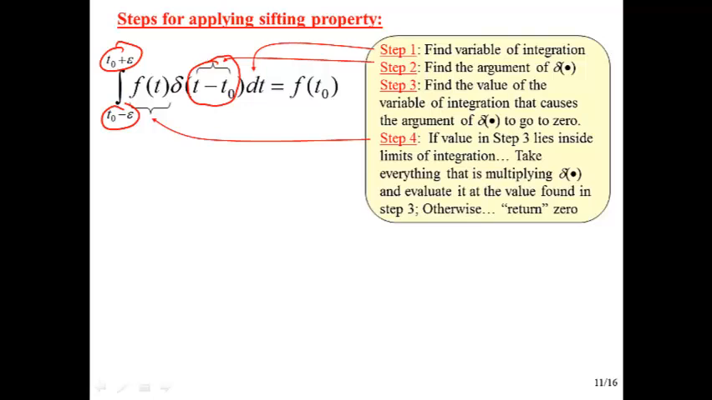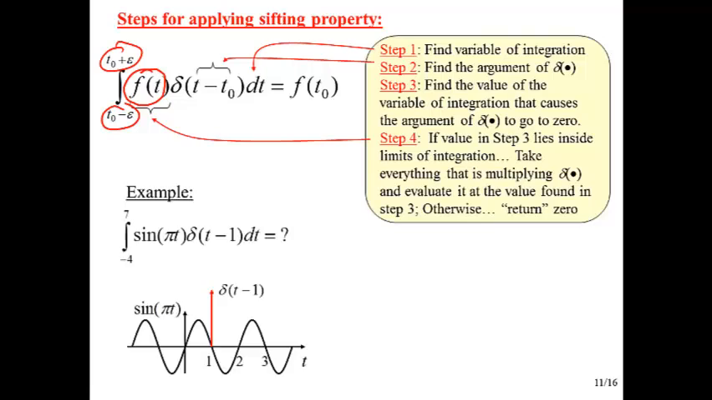Step 3 says take that argument, set it equal to 0, and find the value of t that causes it to go to 0. And then, as long as our limits are okay, just evaluate everything that multiplies the delta function at the result from step 3. If our limits aren't correct, then we return the value 0. The neat thing about an integral like this is there isn't any integration to actually do, and that's kind of the beauty of this thing.